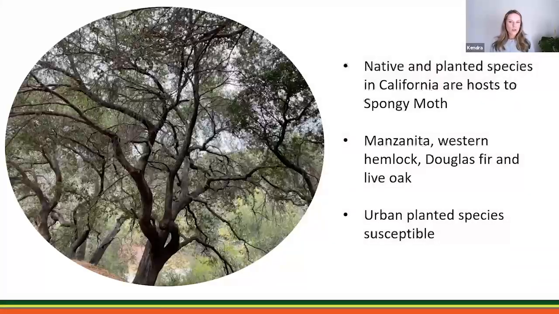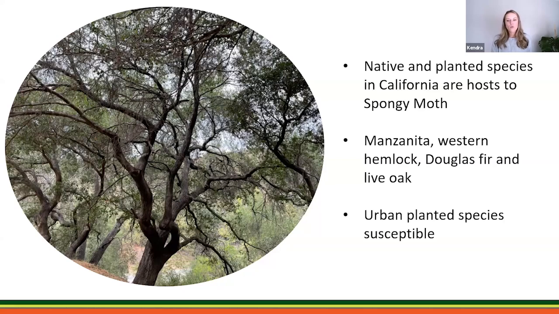So what do we know about spongy moths' ability to attack these Californian plants? We know that native and planted species in California are indeed hosts to spongy moths. So now we have the presence of the pest itself, and we also have susceptible hosts in the landscape. We see plants like Douglas fir and especially live oak. They do love their oak, commonly planted and present and established throughout the California landscape. And then finally, we see a lot of our urban planted species in California are susceptible to spongy moth. Tests on Western plants have shown that native and common California species, like Douglas fir and live oaks, are common hosts to spongy moth.